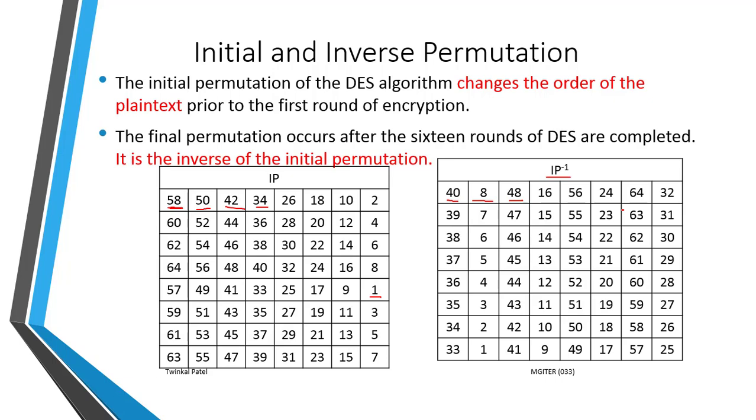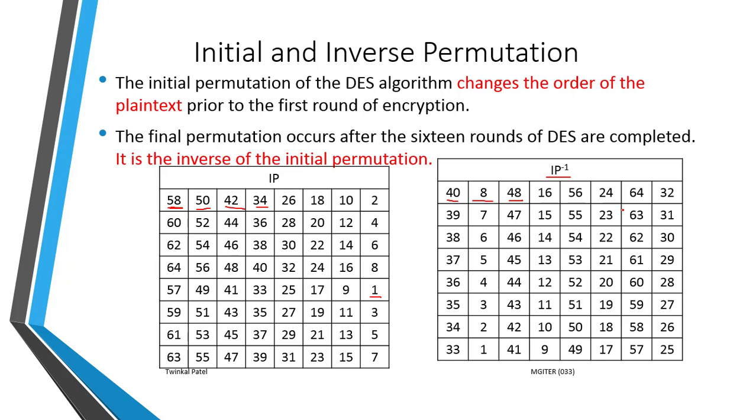Next we will see the single round of the DES. After applying the initial permutation, the output of that initial permutation is given to the round function. So now we will see what operations are performed in the round function. Here we are going to discuss the single round of DES.